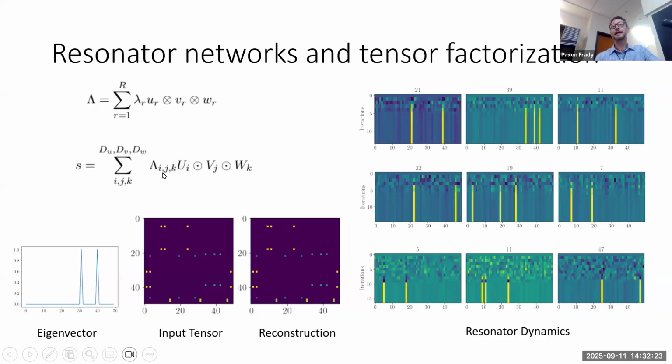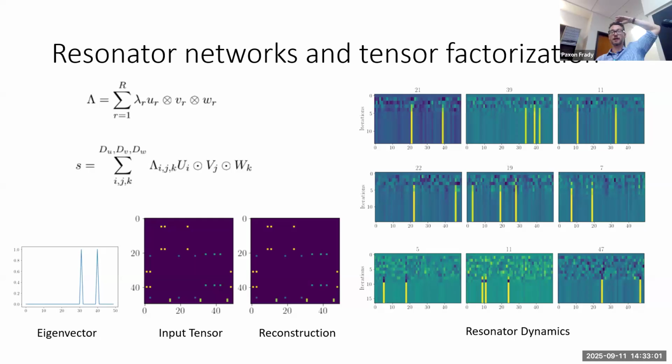What is the tensor? The tensor is this capital lambda here. This symbol is the outer product, a tensor product of vectors. So we tensor product vectors to make a tensor. Okay, that means we go vector to matrix, and then we go matrix to tensor.